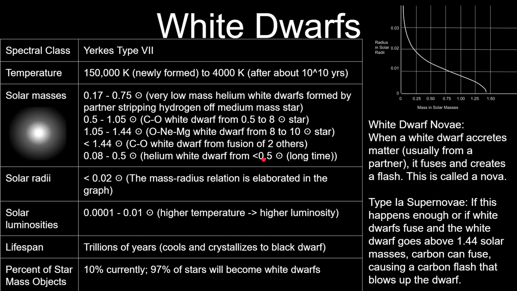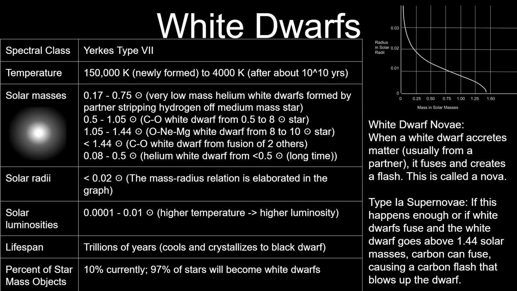Stellar remnants. White dwarfs are also known as spectral class 7. Their temperature can range from 150,000 Kelvin to 4,000 Kelvin. Their solar mass can vary depending on their formation method. White dwarfs between 0.17 to 0.75 solar masses can be formed by a binary partner stripping hydrogen off a medium mass star.